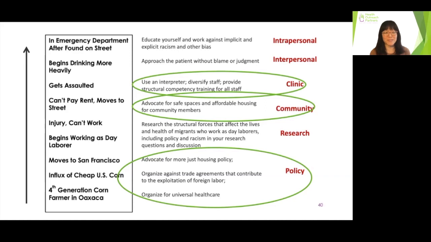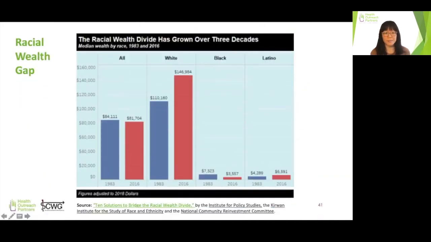In the chat box, there was a lot about interpretation, or even trying to identify what language someone speaks. You're diversifying staff, as well as perhaps doing more structural competency training for your staff. Community level, looking at ways to advocate for safe and affordable housing, and at policy level, again, advocating for some just policies around housing, trade, as well as healthcare. If you can move on to the next slide.